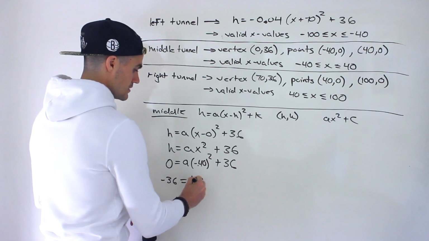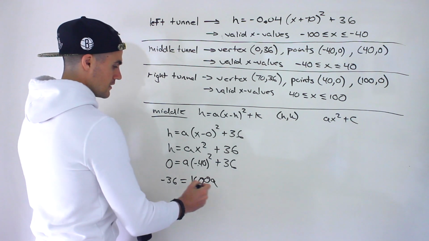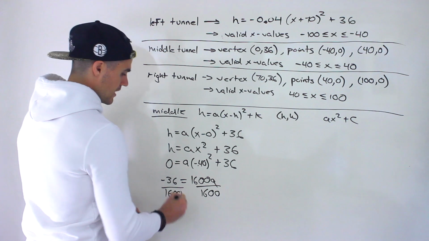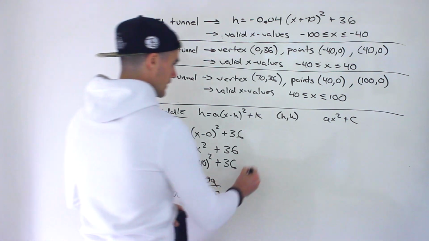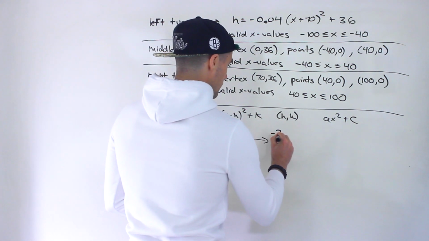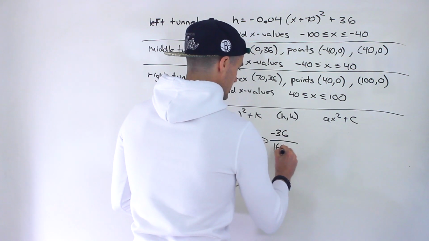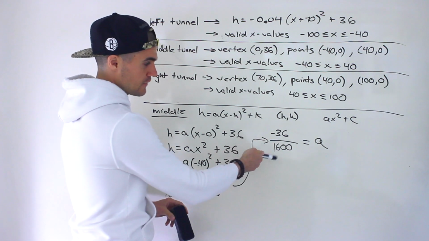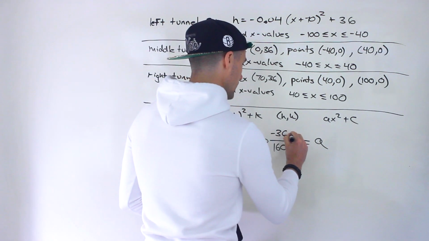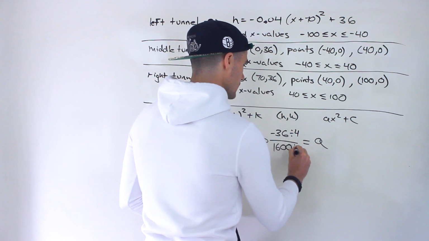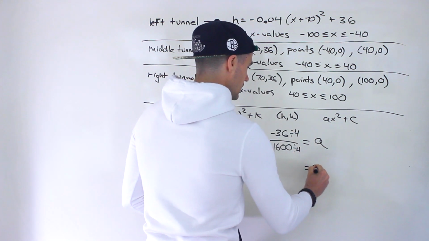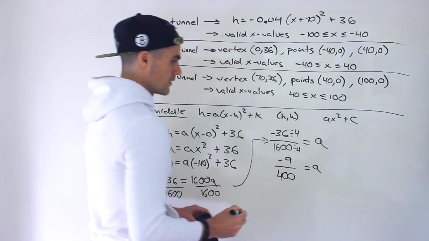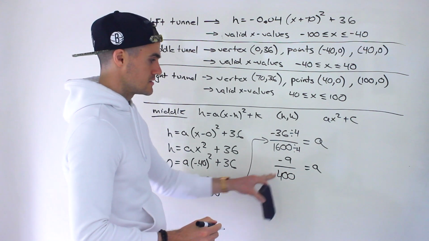This is 1,600a. Divide both sides by 1,600 like that. And so we'd end up with negative 36 over 1,600. That's what the a value is going to be. And then you could simplify this fraction here. So we can divide this by 4. We could divide this by 4. And we'd end up with an a value of negative 9 over 400. All right, and then that right there does not simplify.